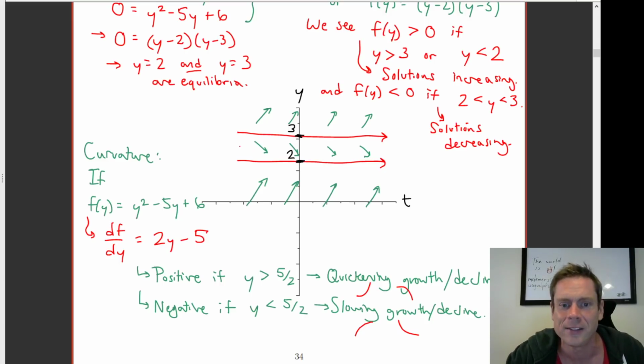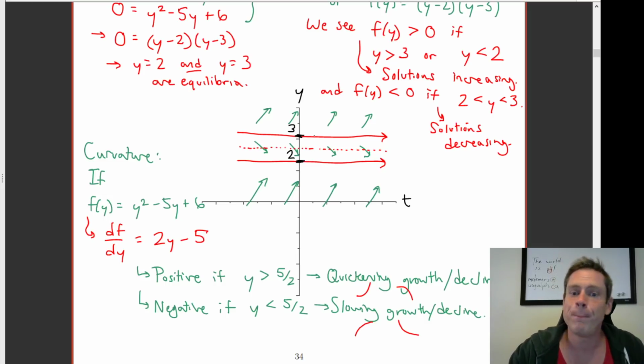So I'm going to draw in a little dotted line here to help me along, because that's going to be that breaking point at y equals 2.5 or y equals 5 halves. And above this, I'm going to get a different kind of set of pictures. Let's do this one zone at a time. Let's use the top zone to begin with. If my solution starts higher than 3, I know that my solutions are increasing. And I can see from my last work that I get quickening growth and decline, where I'm increasing faster and faster. Above here, my solutions must look like this.